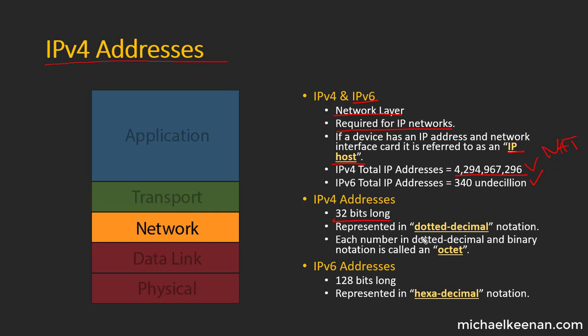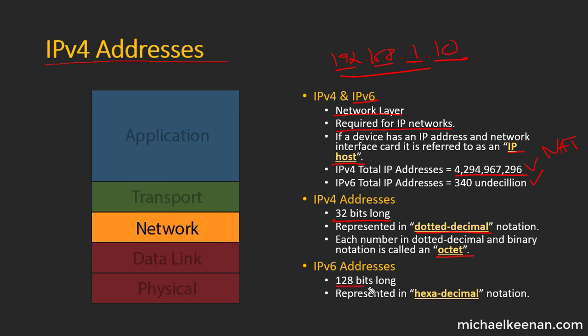They are represented in dotted decimal notation. What that means is that there are what's known as 4 octets in every IPv4 address. I'm sure you've seen an IP address before, like 192.168.1.10. That's an IP address. Each one of these is known as an octet. Each one of these numbers, so there's 4 total.